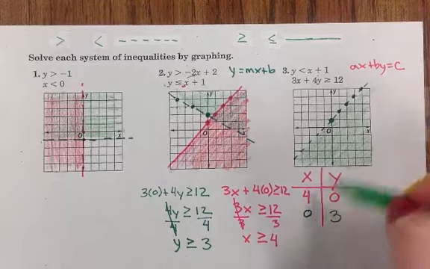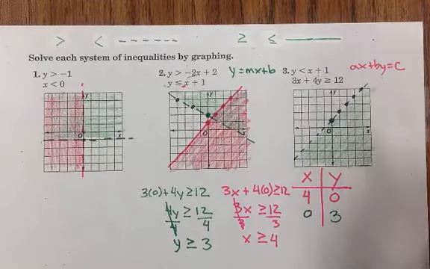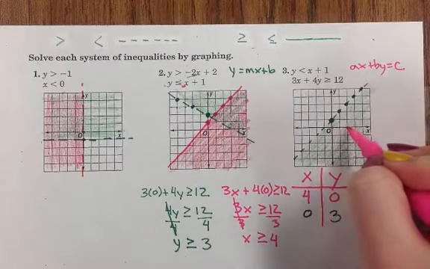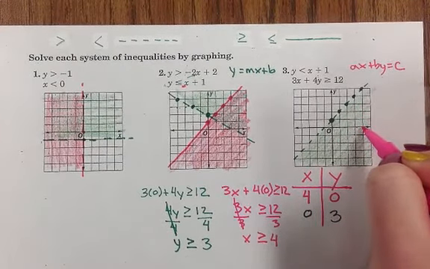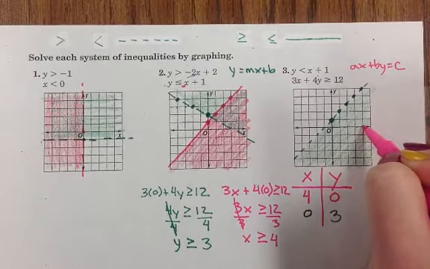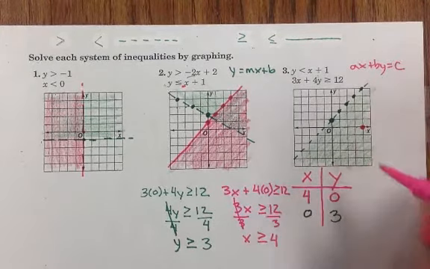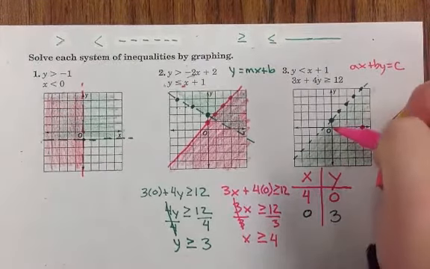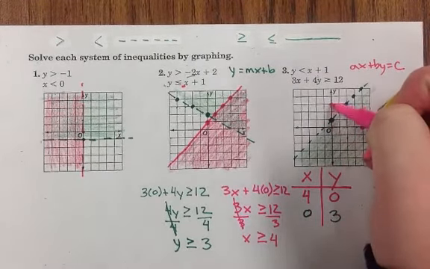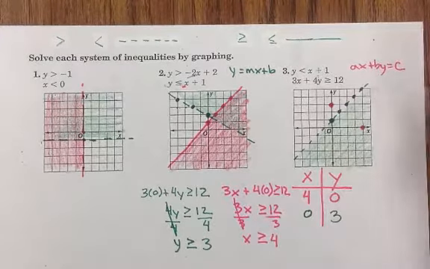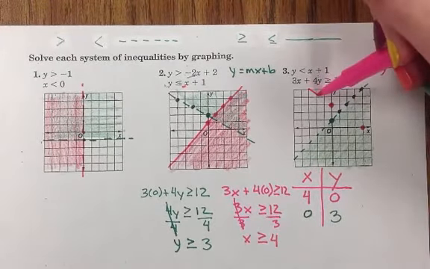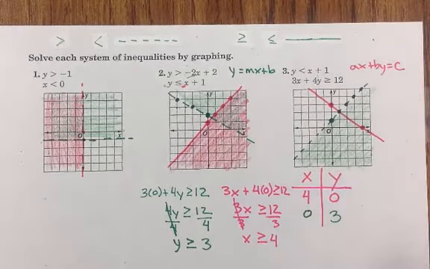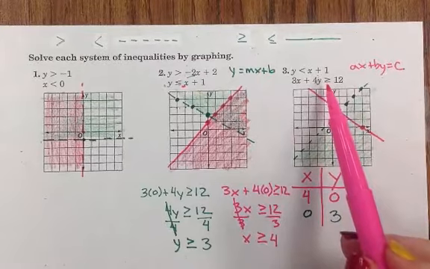So let's plot these points onto our graph. 4, 0 is going to be 4 to the right, and then going up and down 0. And then our 0, 3 is going to be going left to right 0, and up 3. So we can connect those 2 points with a solid line because it is greater than or equal to.